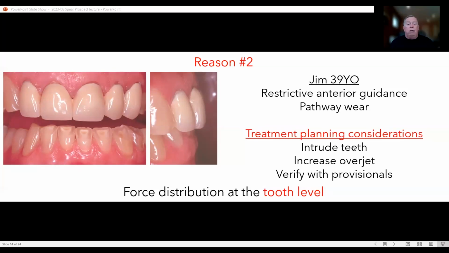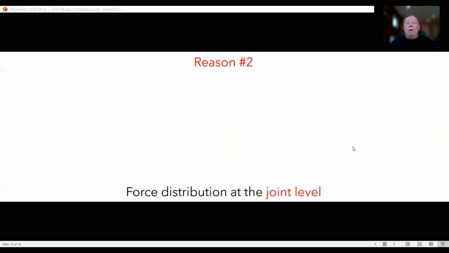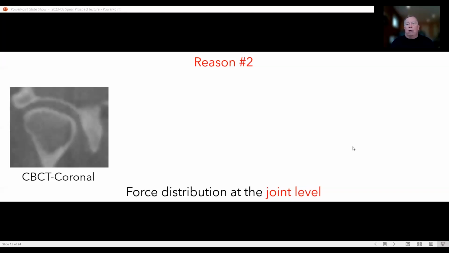Now, that's force distribution at the tooth level, and that's what we're used to talking about. I'm going to suggest we think about force distribution at the joint level as well. In order to do that, let's look at some imaging. I'm going to show you a CBCT view, coronal view, so that's a front view. So you're looking straight on the condyle. Lateral and medial orientation. Lateral's the part you can feel when you open and close right in front of your ear. Medial is 20 millimeters in towards the brain.